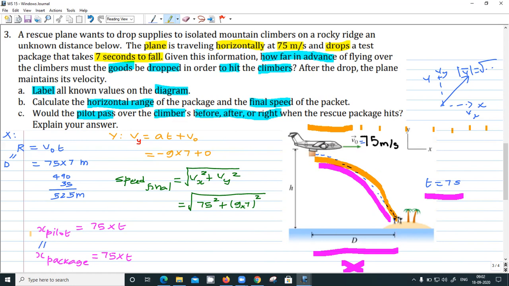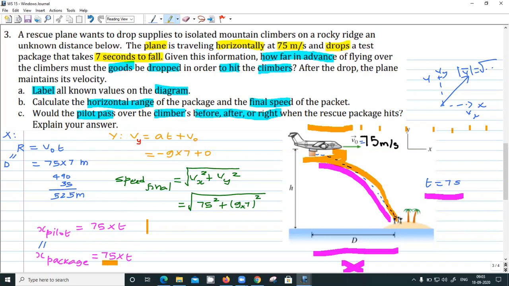You're seeing my screen, right? In this equation, x of the pilot is the velocity of the pilot in the horizontal direction times time, 75 times t, because 75 is the velocity of the plane. That's constant, it's not going to change. Even for the package, this is not going to change. Because initially it is released with 75, and after that there is no acceleration in the horizontal direction. Isn't the package moving in y because it's dropping? Both x and y.